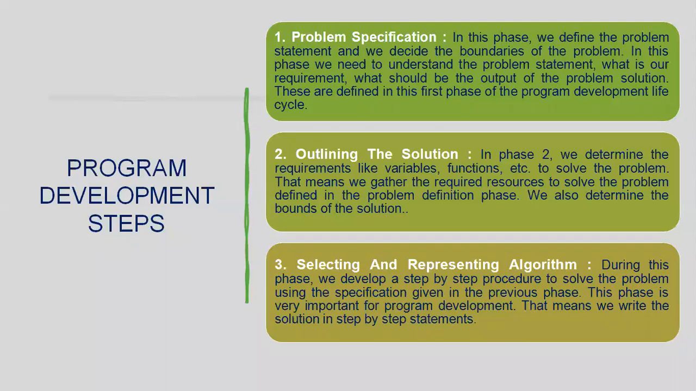In this phase, we define the problem statement and we decide the boundaries of the problem. We need to understand the problem statement, what our requirements are, and what should be the output of the problem solution. So, the problem must be thoroughly understood and the programmer must know exactly what he wants to do before he can begin to do it.